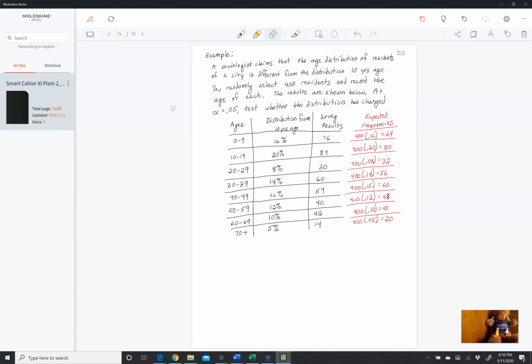Okay. So let's just go through our checklist. So 1, it is a random sample. It says we randomly select. Check. All of our E sub i are greater than or equal to 5. Yes. Check. We verified. Okay. Now we need to do our null hypothesis and our alternative hypothesis.